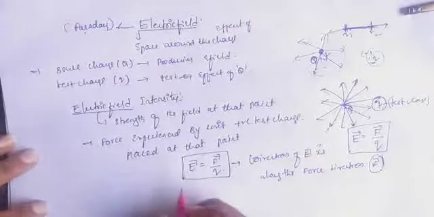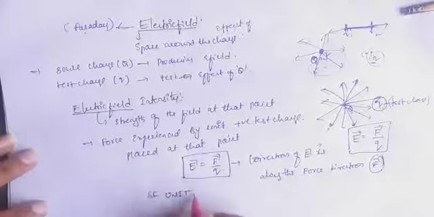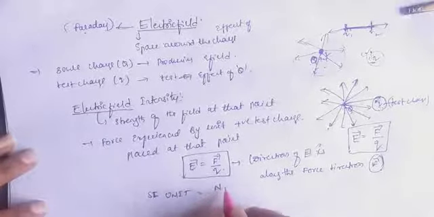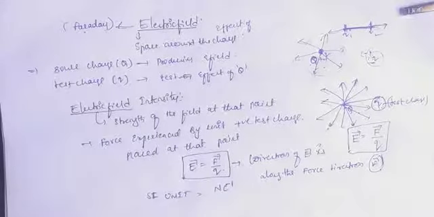Now here we have the SI unit for the electric field intensity. Force is in Newton and charge is in Coulomb, so the unit is Newton per Coulomb.